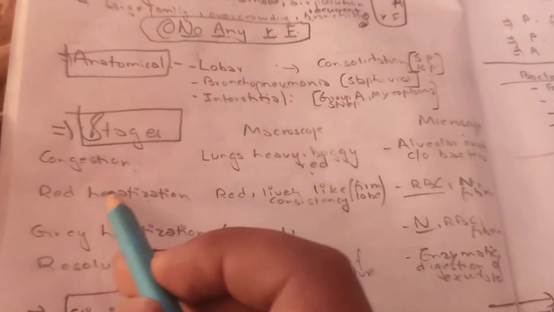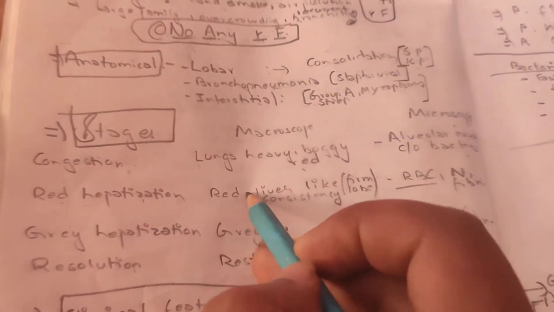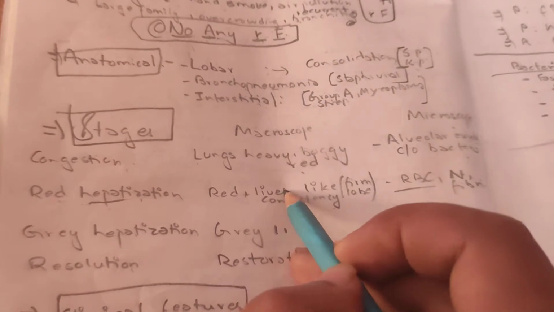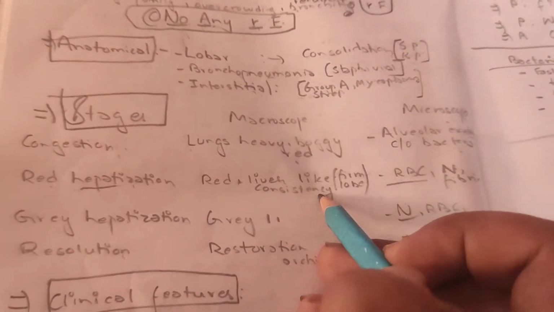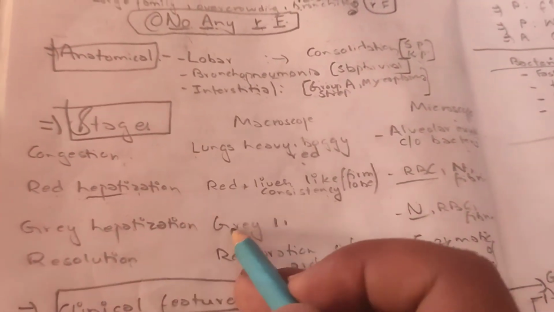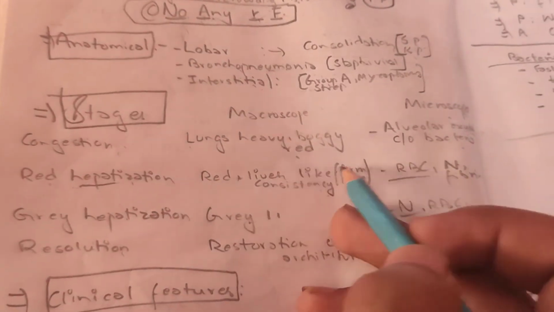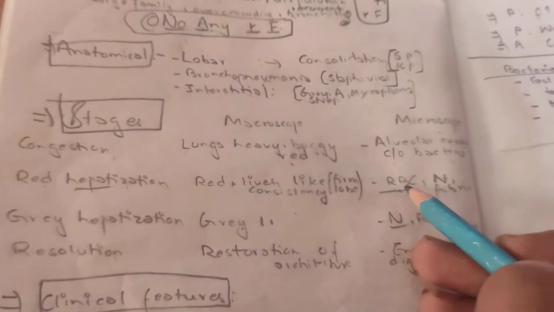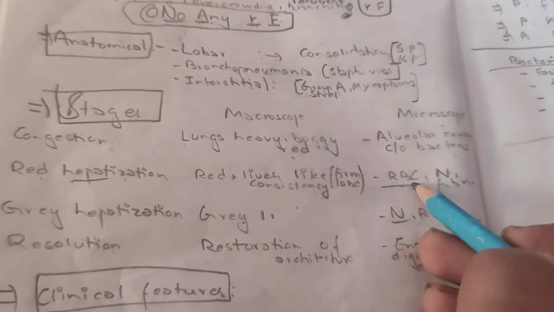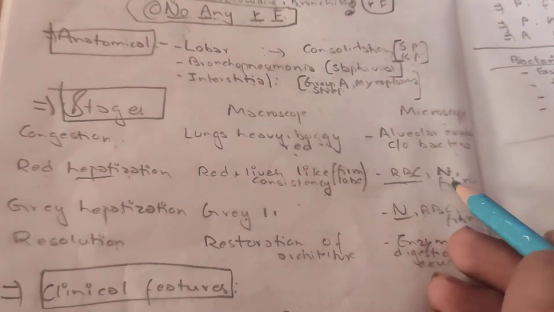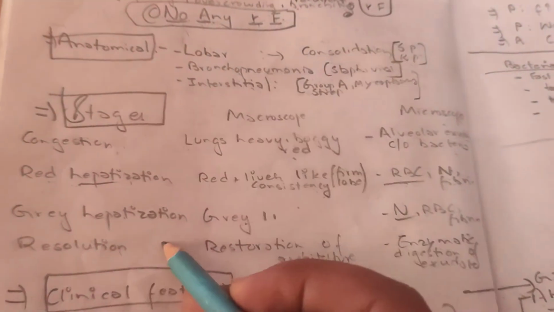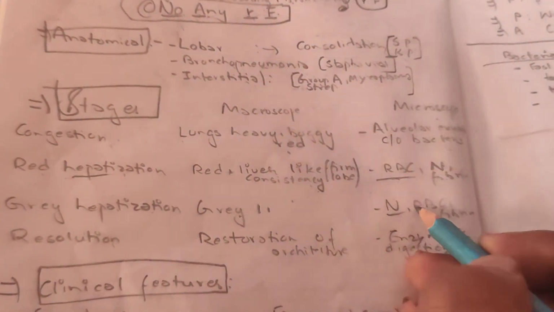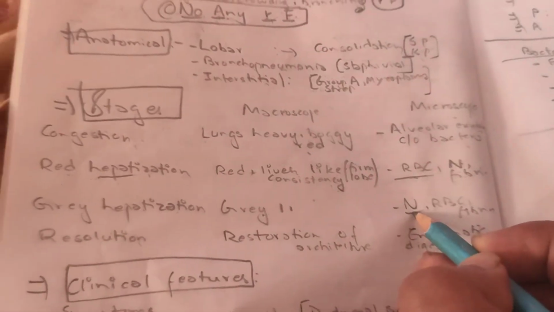Now, coming to red hepatization. Red means the lungs look red. Hepatization, hepato is the word derived for liver, so it has a liver-like consistency. Gray hepatization means it appears gray, but it has a liver-like consistency. Now, in microscopy, why is it red? It is red due to alveolar exudate containing RBCs, neutrophils and fibrin, but the RBC content is more. In gray hepatization, alveolar exudate contains neutrophils, RBCs and fibrin, but the neutrophil concentration is more.